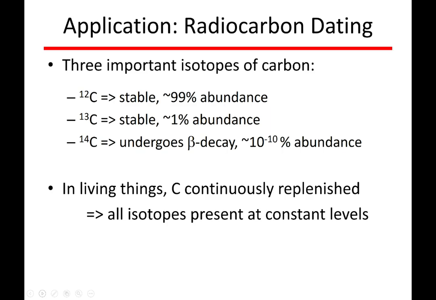In plant life, the same sort of thing happens, except in plant life, the process that you're going to be undergoing is photosynthesis, where you combine CO2 and water to make cellulose, which then gives plants their structure. But because you're pulling CO2 out of the air and it's being continuously replenished in the plant life, again, the levels of all 3 of these isotopes of carbon will be constant as long as the plant is living.